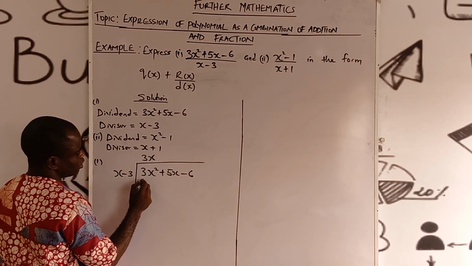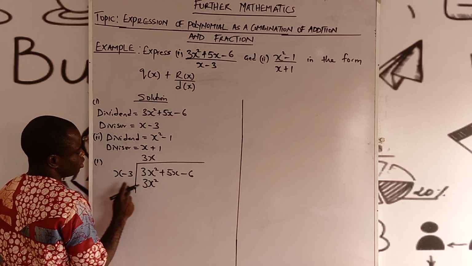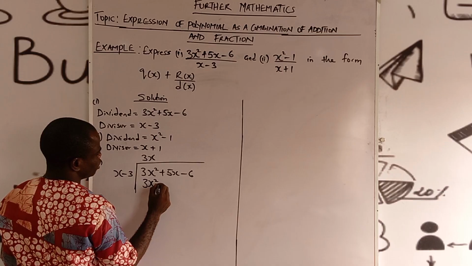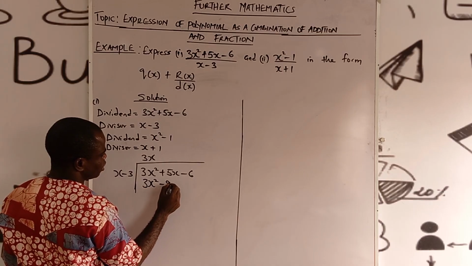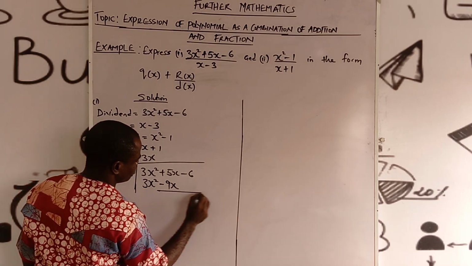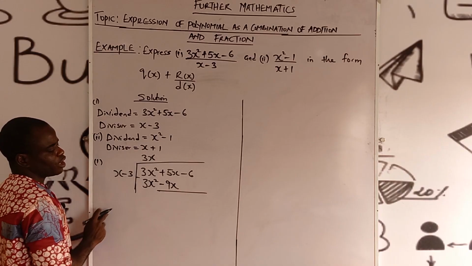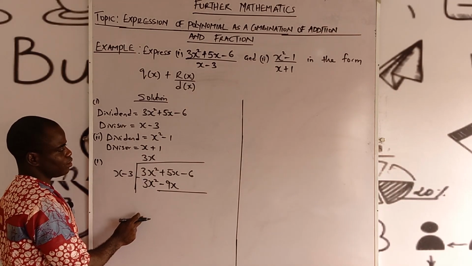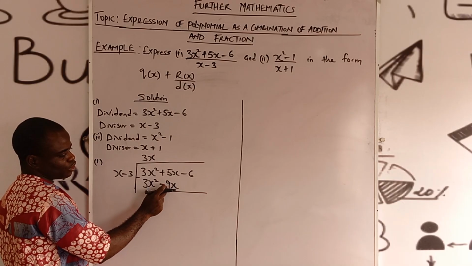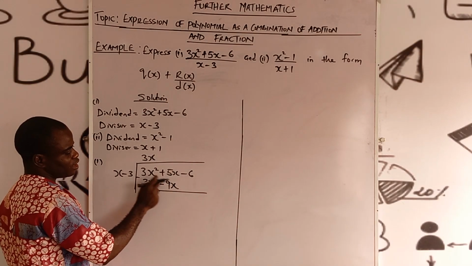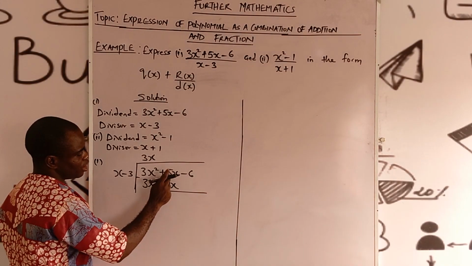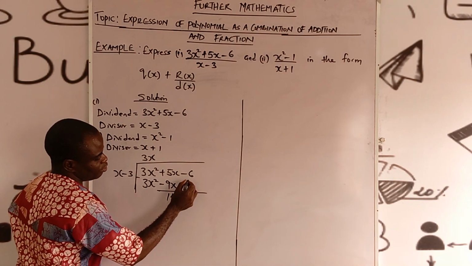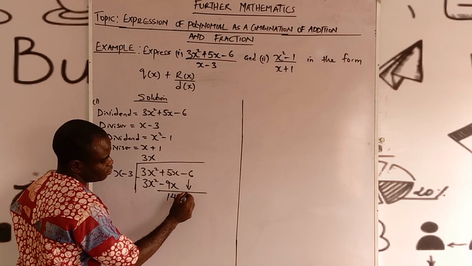X times 3x, that's 3x squared. We use this constant to multiply likewise. Minus 3 times 3x, that's minus 9x. Now do your subtraction. 3x squared minus 3x squared cancels out. 5x minus 9x, negative and negative give us positive. 9 plus 5, that's 14x. Bring this minus 6 down.